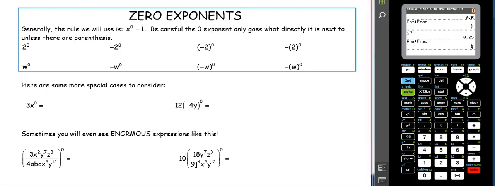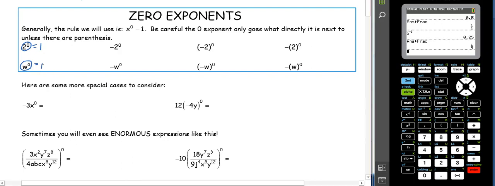So let's look at some examples with both a numeric value and a variable to see what happens when we have a 0 power. When we have 2 to the 0, the exponent is going with the 2, so this is going to be equal to 1. Same thing when we have w to the 0 power, it's also going to equal 1. It doesn't matter if it's a number or a variable, they're both going to equal 1.